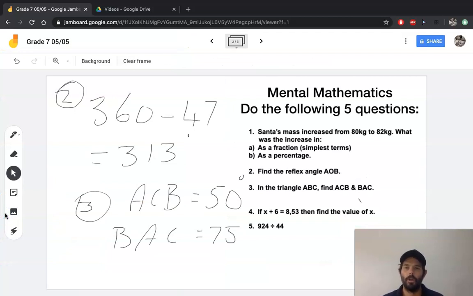Okay, so just a reminder that when you work out a reflex angle, you subtract the interior angle from 360. And then to work out the angles of a triangle, you know that they add up to 180. You need to know that your straight line angles add up to 180.